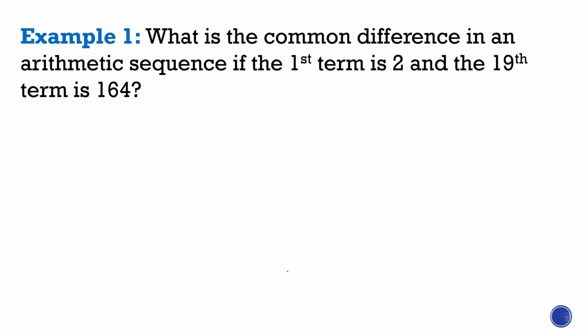Let's begin with this example. What is the common difference in an arithmetic sequence if the first term is 2 and the 19th term is 164? So, here, let's start with the formula, right? Next, the question is, what is the common difference? So basically, that variable is d. We have 4 variables here, a(n), a1, d, and n. What's missing is d. Now let's try to find what's an, what's a1, and what's n.